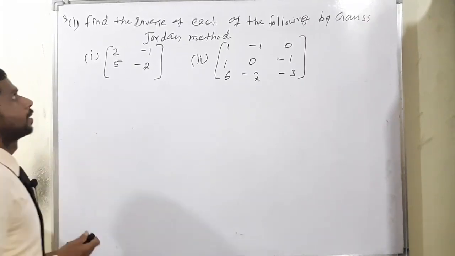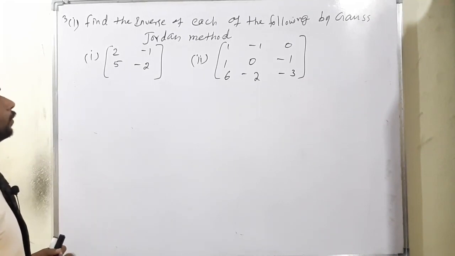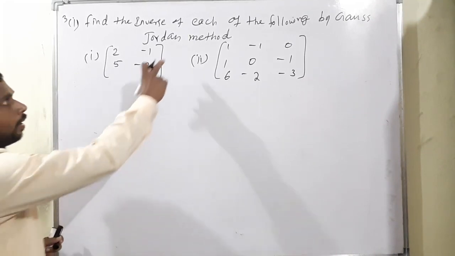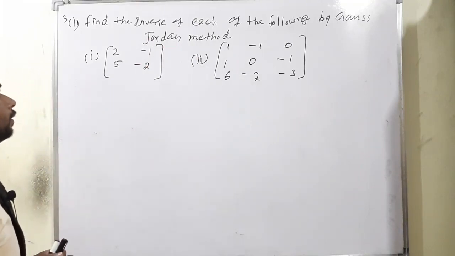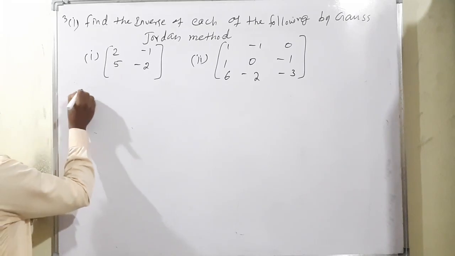Question number 3, subdivision 1, from exercise 1.2, Gauss-Jordan method. Find the inverse of each of the following by the Gauss-Jordan method. 3 subdivisions are there; one by one we can discuss. Okay, moving to subdivision 1.